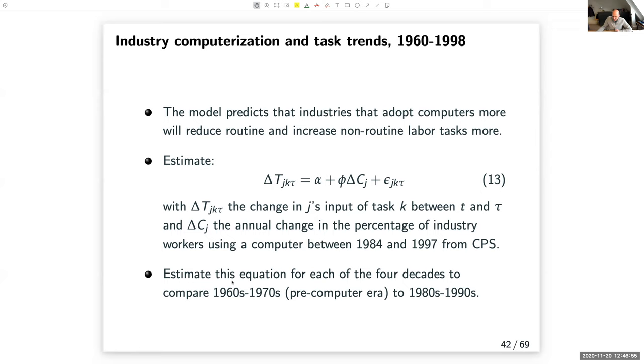We're going to be interested in estimates of phi, and mainly in comparing estimates of phi for the 1960s, 70s to the 1980s, 90s. You could think of the 1960s, 70s as some sort of falsification exercise where you would expect that phi is not very important because that's the pre-computer era. But from the 1980s, 90s onwards, you would expect to see bigger effects relative to previous decades. And that's what they find.